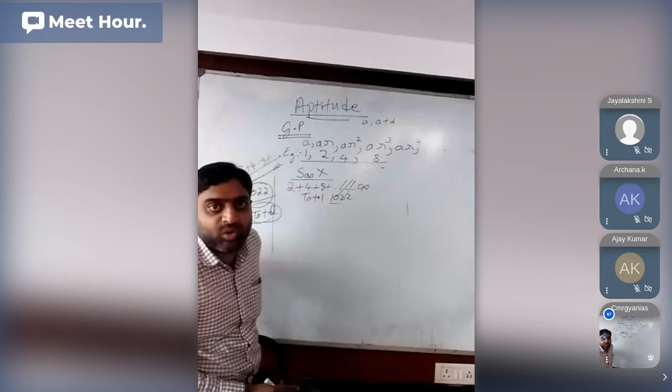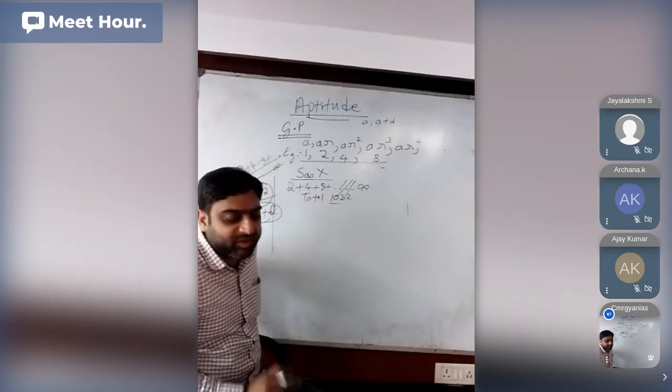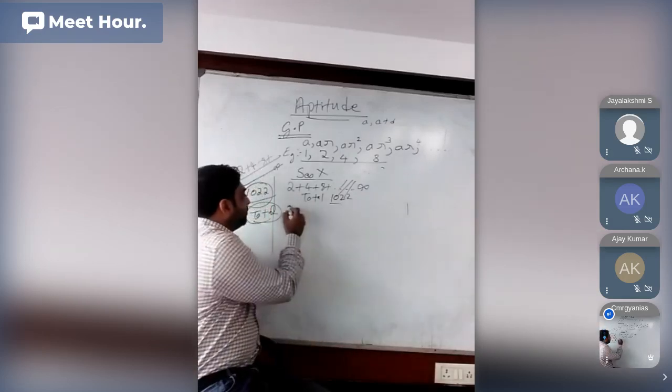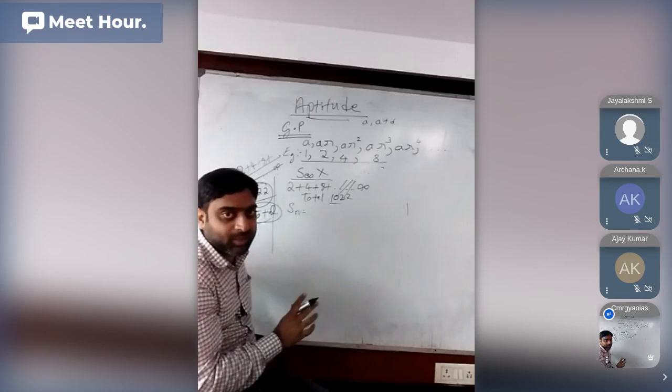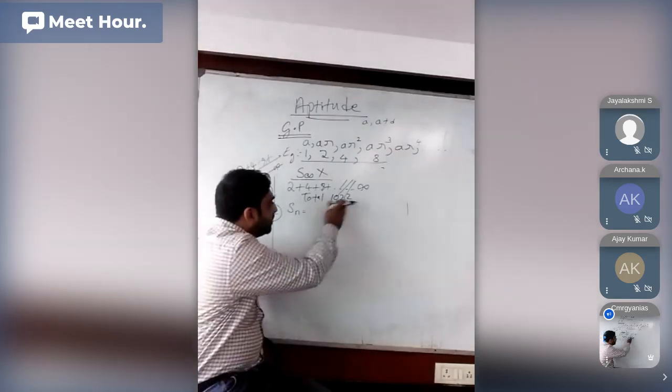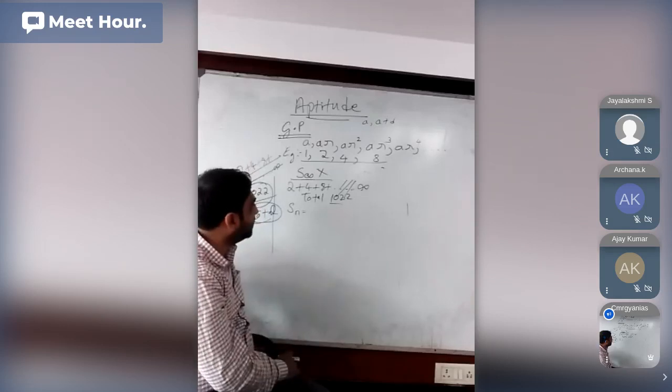The series is not going up till infinity. So we cannot use the term S of infinity. We have to use the formula S of n. He is asking us the total. That S of n total is already telling it is 1022. So problem should be S of n.